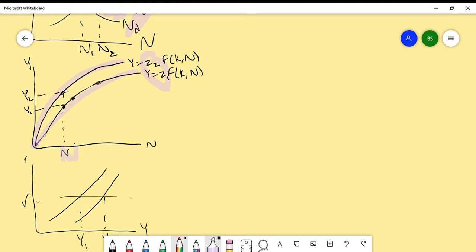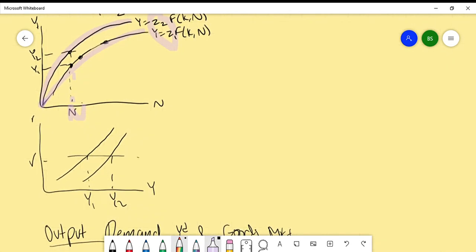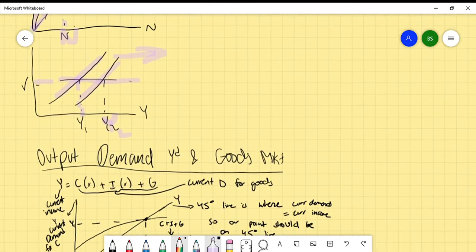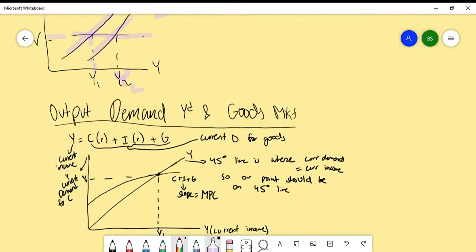So with the same N, we have a higher income. The rate has not changed. The only thing that has changed is the income. So basically, it's just moving the Y to R curve to the right, this way. Great. Next. Okay, so that's just a few things to keep in mind.